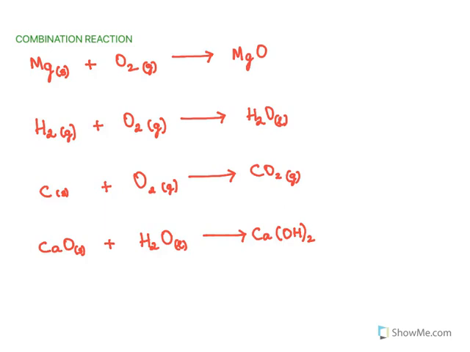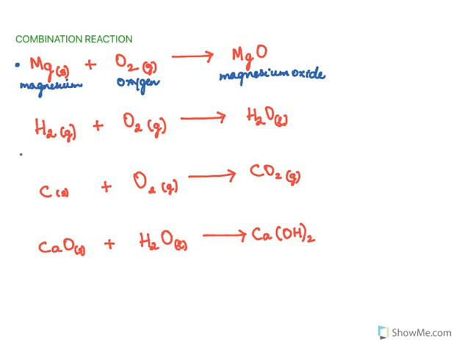Here we'll learn what combination reactions are. Just look at this reaction. In the first reaction, we have magnesium on burning combines with oxygen to give you magnesium oxide. So you get a single compound. Two elements combine to give you a single compound.